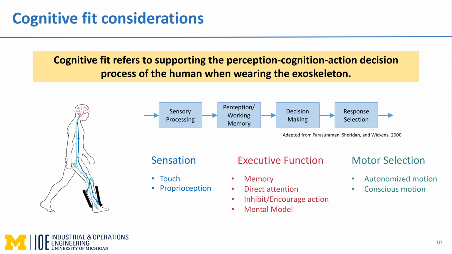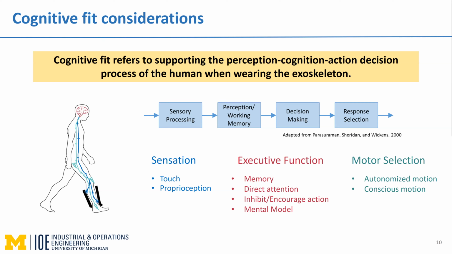So here I'm showing a simplified human information processing model that includes 4 phases: sensory processing, perception, decision-making, and response selection. Sensation includes touch and proprioception, which is the awareness of one's body orientation and posture. Executive function combines the perception and decision-making boxes and includes cognitive functions like memory, the ability to direct your attention, the ability to encourage action, and mental models, which are our dynamic representations of systems in our environment. Response selection includes our motor actions.